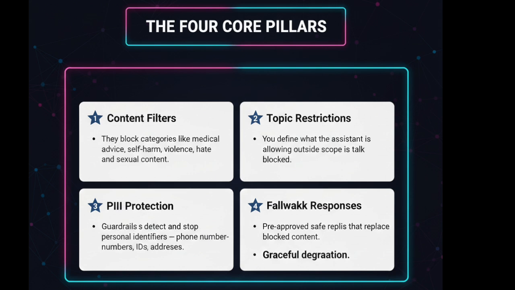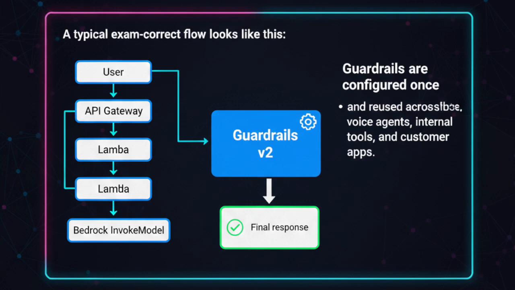The guardrails flow, visualize this. A user sends a message. The model generates a response. Guardrails check it. If allowed, the response is sent. If blocked, it is replaced with a fallback. Guardrails can inspect both input and output.